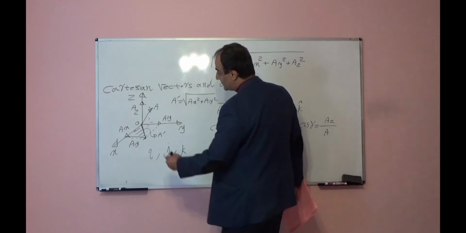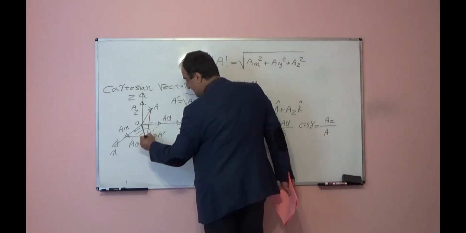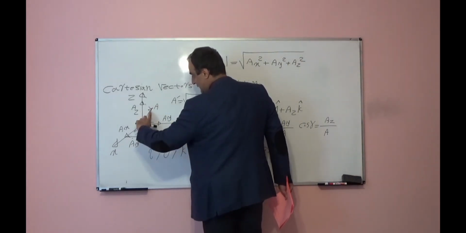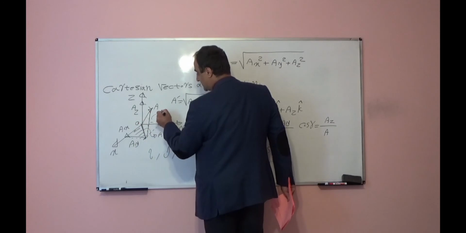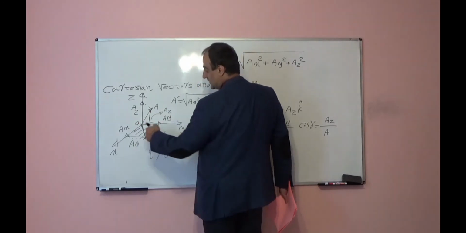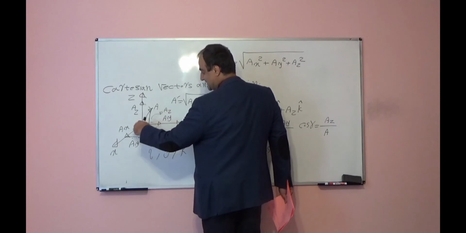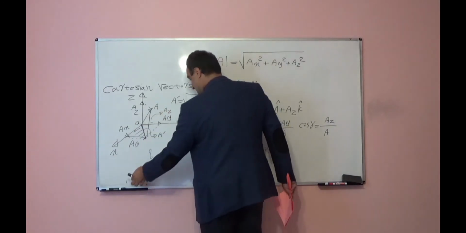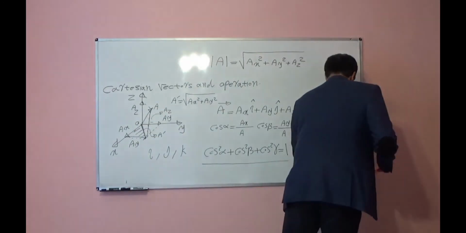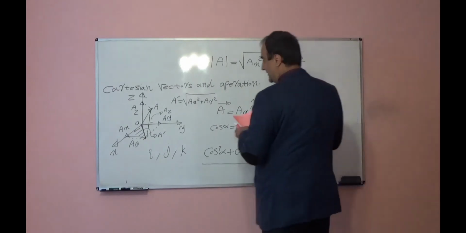Now if you look at this height, this is Az, and this height should be equal to Az too. So this is A prime, this is Az. How about this length A? In this triangle, I will make it red here.